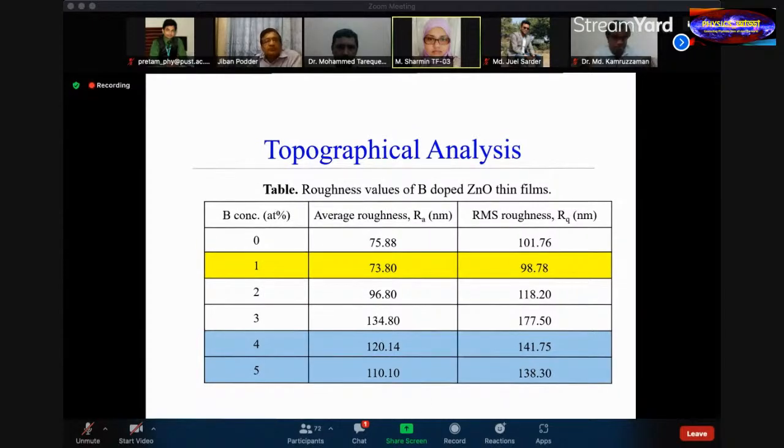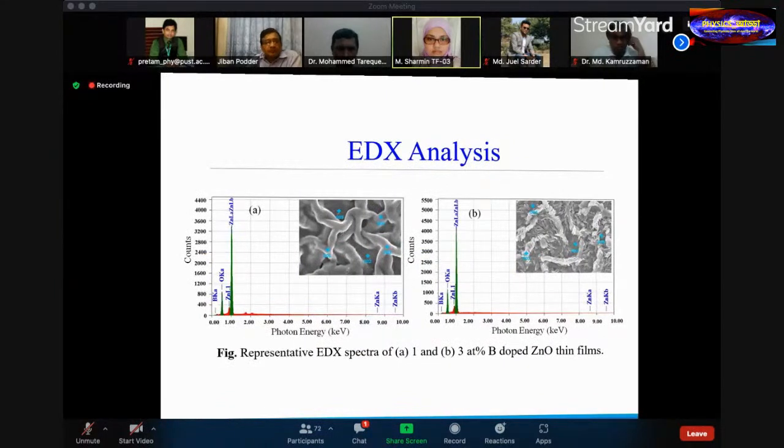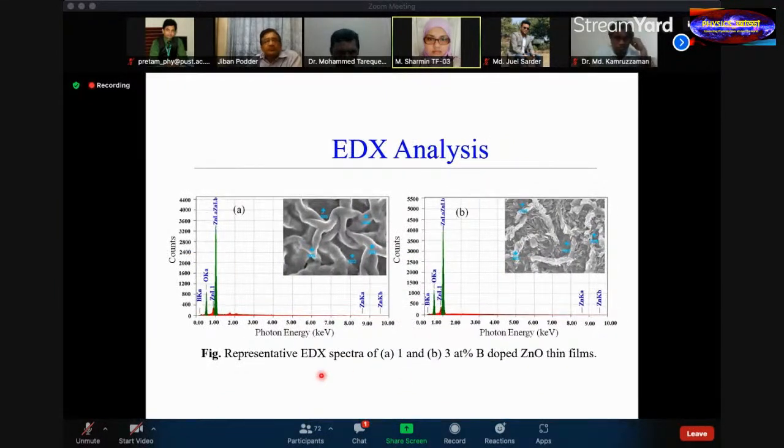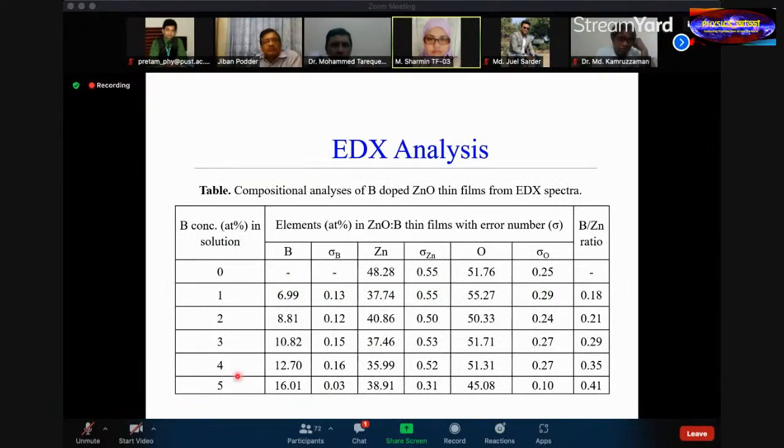The composition was confirmed by EDS analysis. Representative EDX spectra of 1 and 3 atomic % boron doped zinc oxide thin films are shown here. With the increase of boron content in the film, the element atomic % was found to be increasing in the EDX report, and the boron to zinc ratio was also increased.